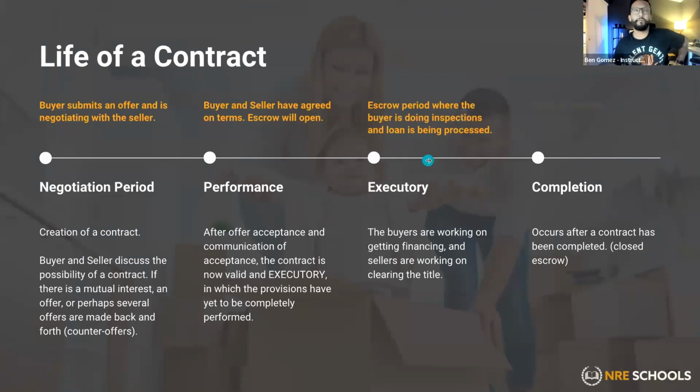This is the escrow period. Buyers are doing inspections, loans are being processed, paperwork is being signed, nerves are rattling for everybody. And then to finalize, when the contract ends, that is the close of escrow. Beginning, middle portion, and end. Negotiation, performance, executory, completion.